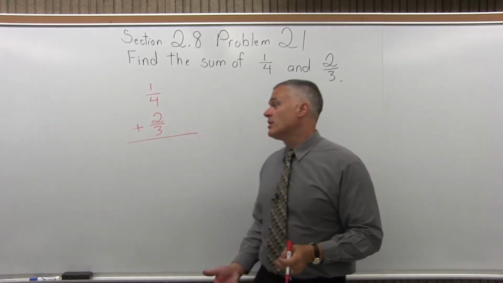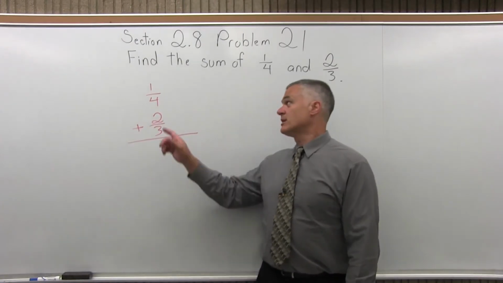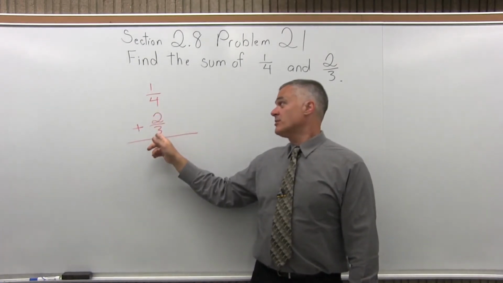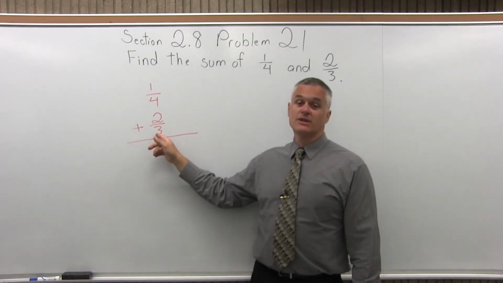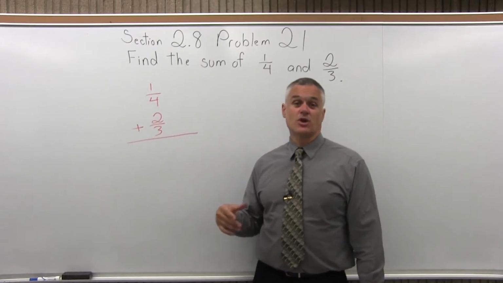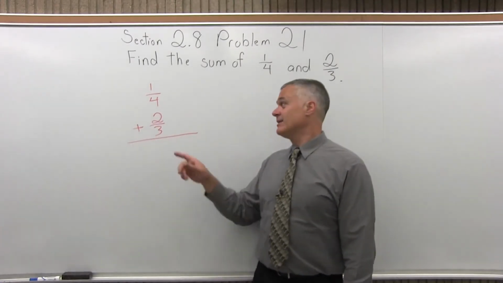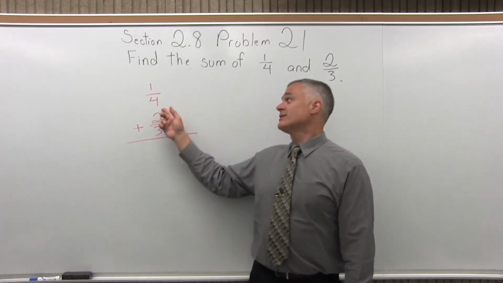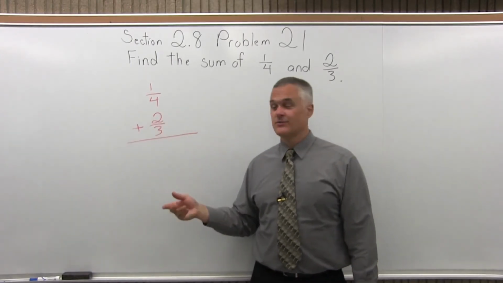So where my denominators are different, what I like to do is start with a larger denominator, in this case 4. Will the other denominator of 3 divide into it evenly? The answer is no, it won't. So next I'll double the larger denominator. If I double the 4, I get 8. Now will 3 divide into 8 evenly? No, it won't.